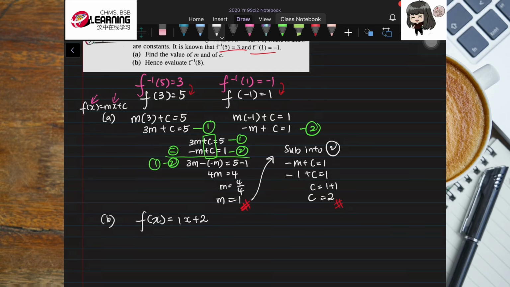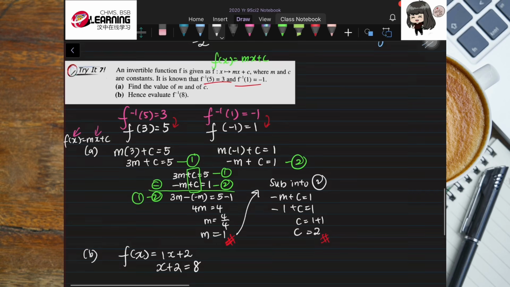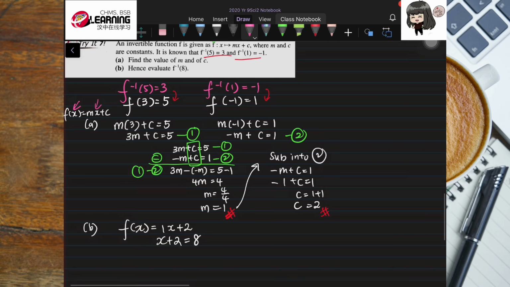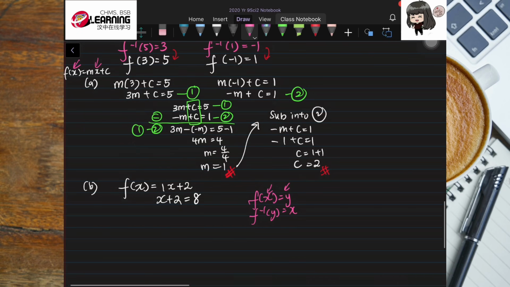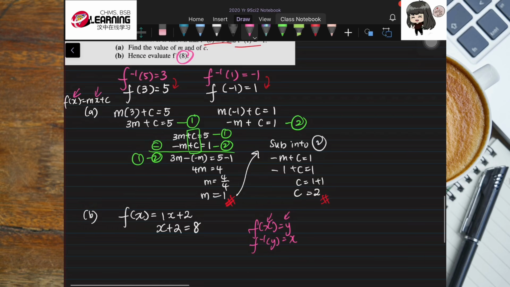So we have to find f inverse of 8. F inverse of 8, okay? Which means that your x plus 2 equals 8. Like the one I mentioned before, if you have f of x equals y, input output, then your f inverse of y will equal x. So it means that now your 8 is your output, and you need to find what the input is. You need to find back what the input is.